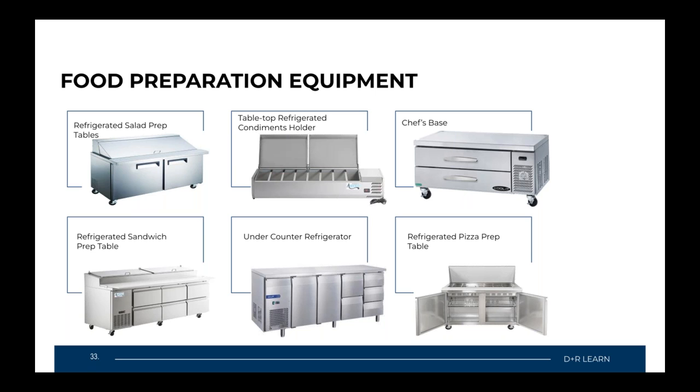To the left on the bottom, we have a refrigerated sandwich prep table, and it performs the same as a tabletop condiment holder, which you find specifically in sandwich shops. And to the right of that, we have the under-counter refrigerator, which is for needing a little bit of extra storage space. It's for when you need something that's more closely stationed to your different prep stations, or simply don't have the room out in the front for a traditional style reach-in refrigerator, which we'll talk about later in our course. An under-counter model is a great way to add cold storage space.